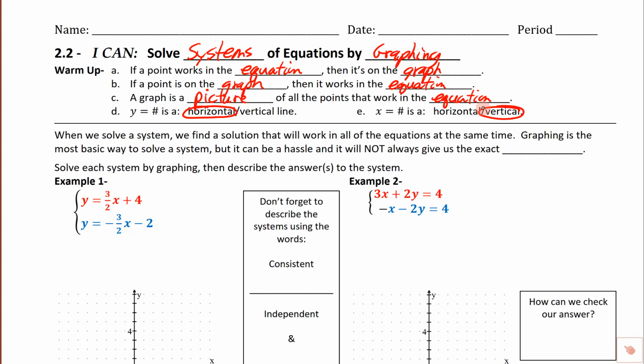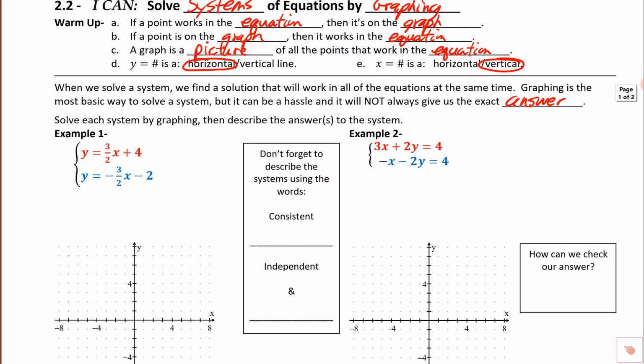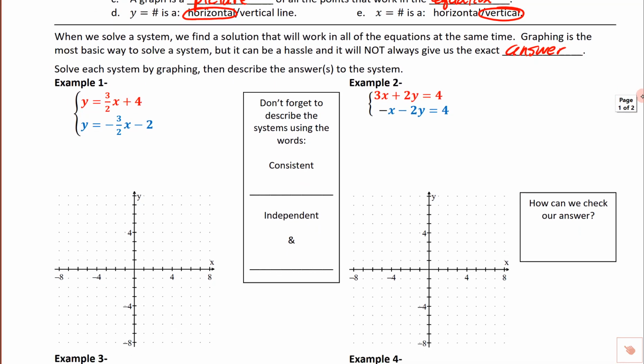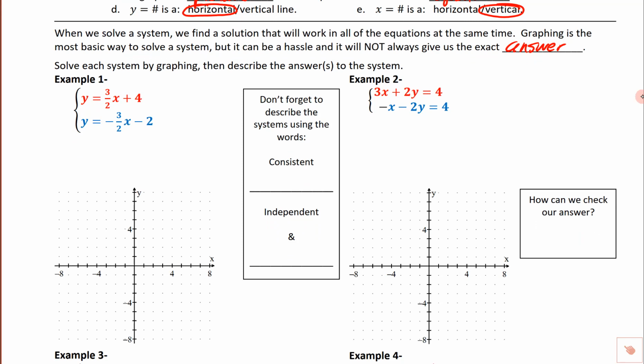Now when we solve a system of equations, what we're doing is finding a point that works in both equations at the same time. And graphing is by far the most basic way to do that, but it can be a bit of a hassle, and it's not always going to give us the exact answer. It's not a very precise way of doing things. We've got to graph things perfectly. We've got to hope that the two lines cross at a nice point with convenient integer values. But it's a good way to get started here.